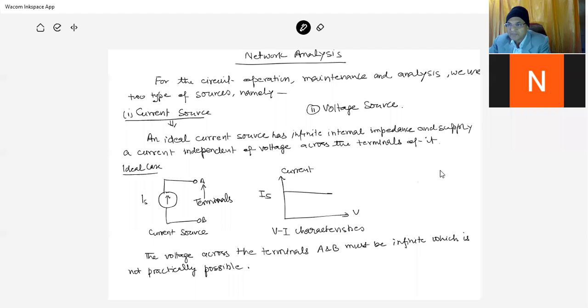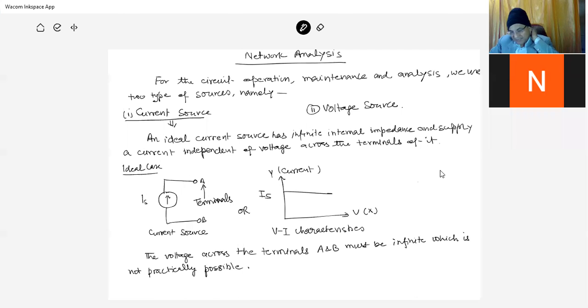This is graphical. This is the x-axis, which is the voltage axis, and y-axis is the current axis. So this one is a VI characteristic. So in this VI characteristic, IS, current source is constant with respect to the voltage, whatever the voltage is. So the voltage across the terminals A and B must be infinite, which is not practically possible.